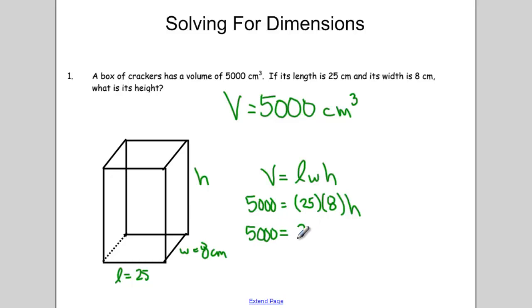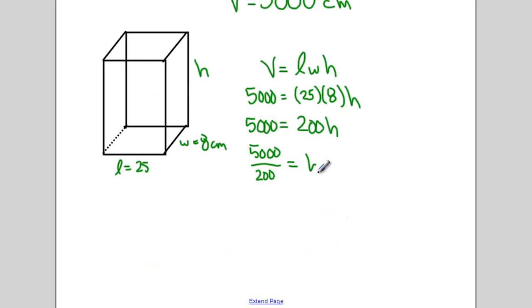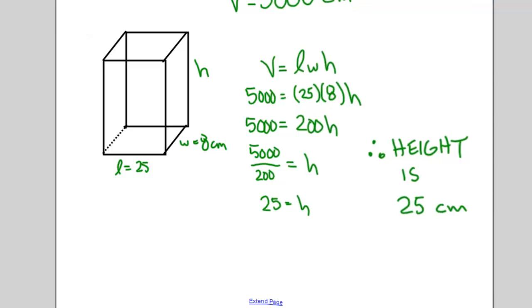25 times 8 is 200. And then moving the 200 to the other side, I'm going to divide 5,000 by 200. And that will be my height. And 5,000 divided by 200 is 25. So the height of this box that has a volume of 5,000 centimeters cubed is 25 centimeters. So I plugged in everything I knew, and then I worked backwards to solve for the height.